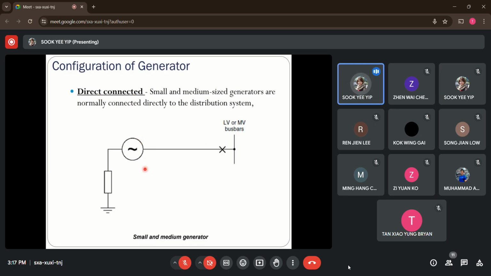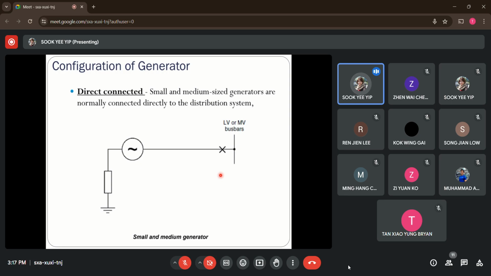Okay, so with this configuration, you are likely to find it in industrial, commercial, as well as isolated systems. Basically, because it is directly connected to the bus bar, it has a very simple connection. So it is inexpensive in terms of implementation, right? Because fewer components are used.